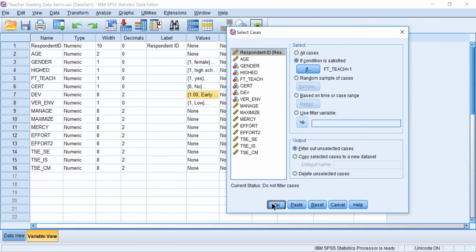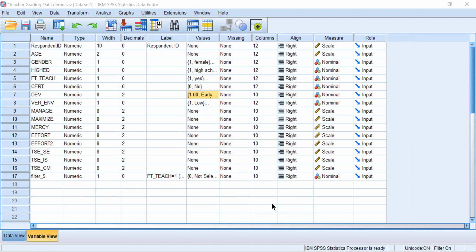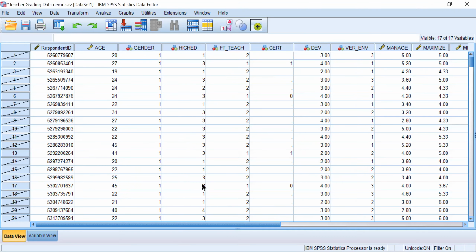So once I do that, if I go into data view, you're going to see that a lot of cases have been filtered out, and the only cases that remain active are things where full-time teaching is 1. So now I can run the analysis just on full-time teachers.